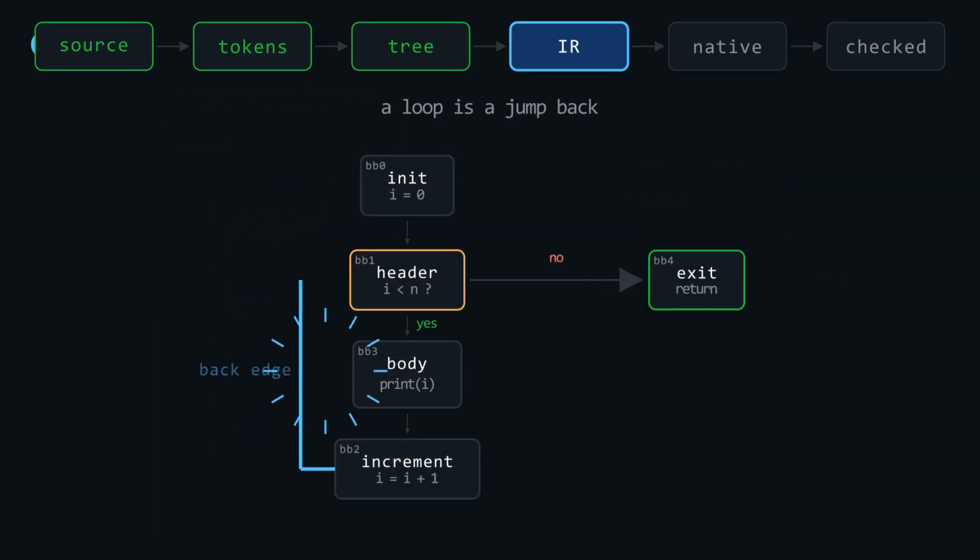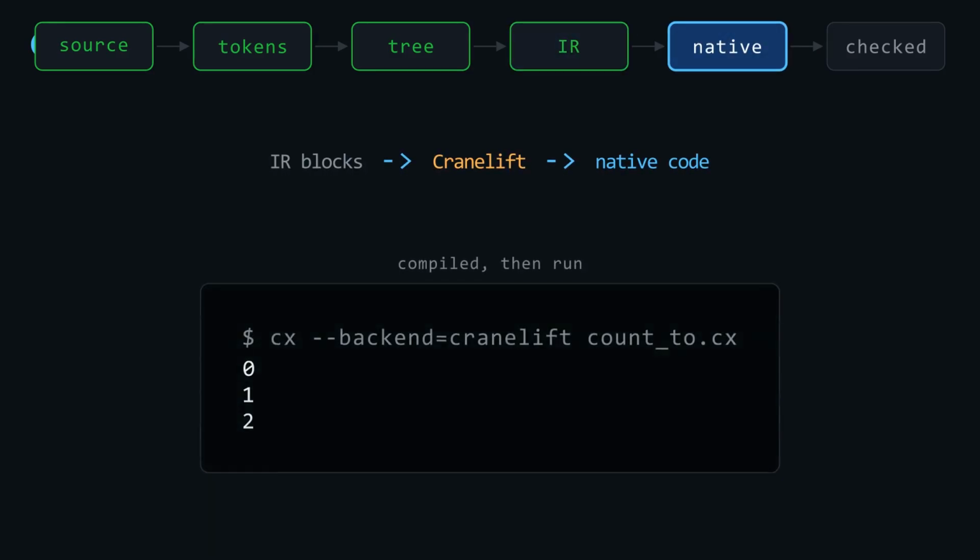If the answer is yes, control drops into the body, which prints I, then falls through to the increment, which adds 1, and jumps straight back up to the header. That backward jump is the loop. There is no for anywhere down here. There is a test, a body, an increment, and a jump back, repeated for as long as the test holds. And when the test finally fails, the header branches the other way, out of the loop, and the function returns. These blocks are already close to how a machine really works, which makes them easy to turn into instructions.